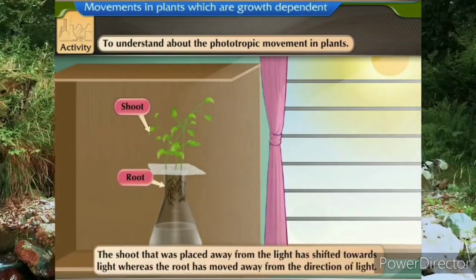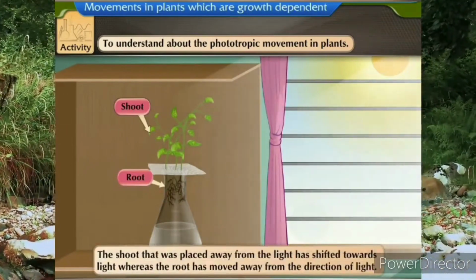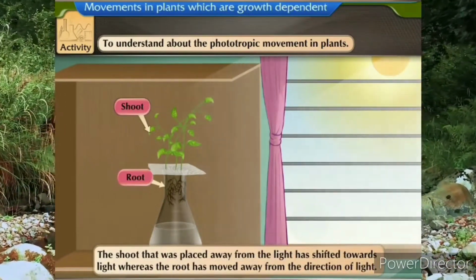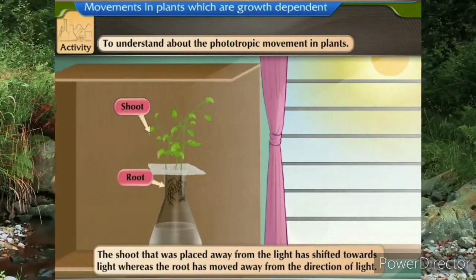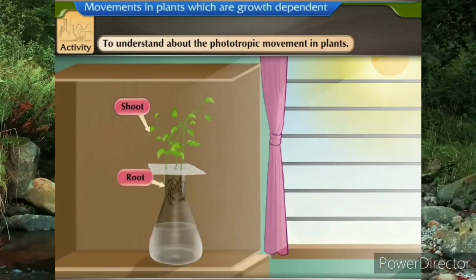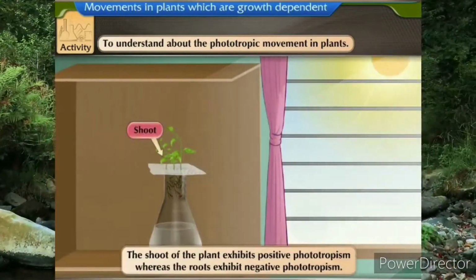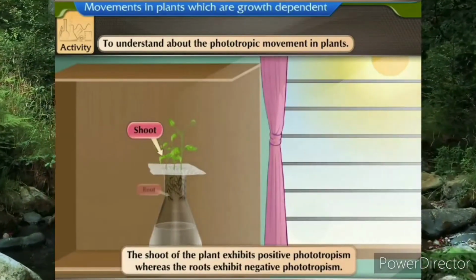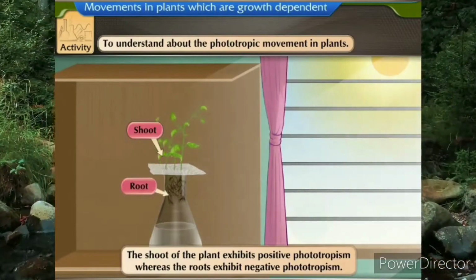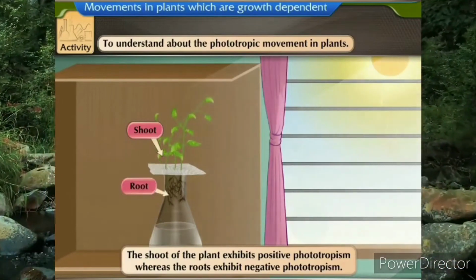The shoot that was placed away from the light has shifted towards light, whereas the root has moved away from the direction of light. From this activity, we can conclude that the shoot of the plant exhibits positive phototropism, whereas the root exhibits negative phototropism.